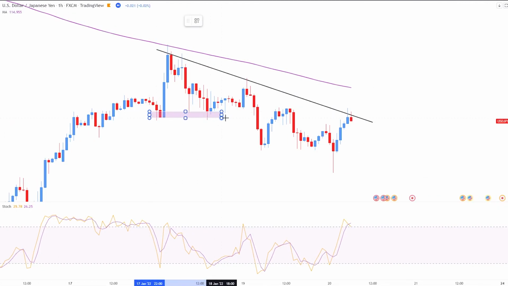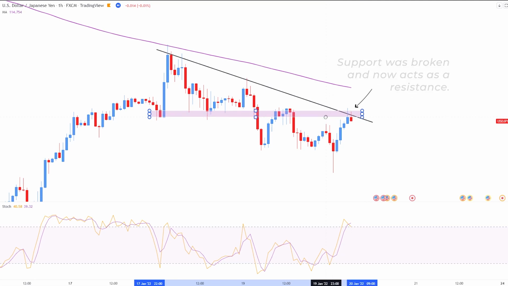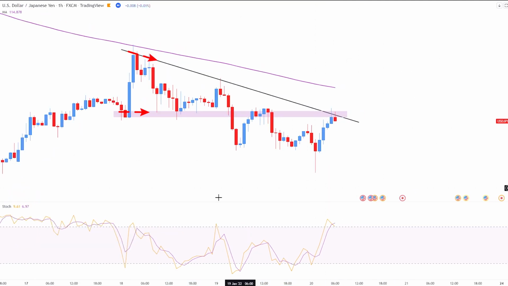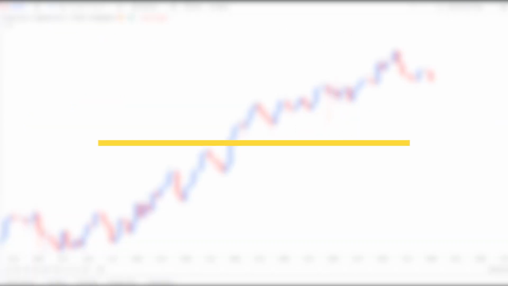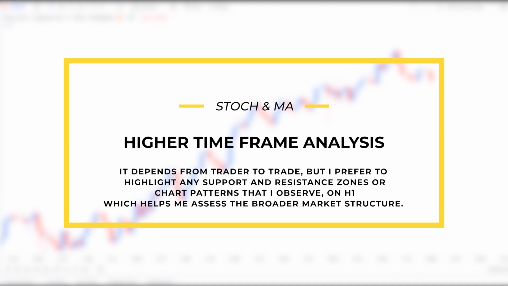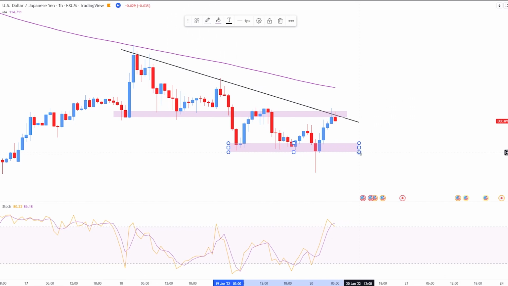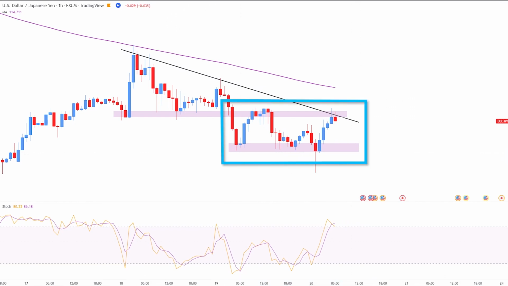So if I draw an area of sensitivity over here, in this instance it would be a zone of support, right? We can now classify this price movement as a squeeze pattern, which has been broken, and the market is currently in a consolidation zone. And to be honest with you, on a 1 hour time frame, I prefer to highlight any support and resistance zones or chart patterns that I observe, which helps me to assess the broader market structure. A potential consolidation zone is also visible over here.